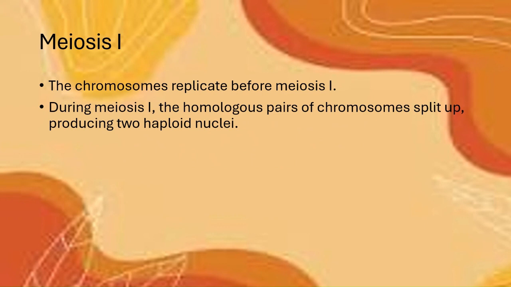So what happens in meiosis 1? The chromosomes replicate before meiosis 1 takes place, and during meiosis 1, the homologous pairs of chromosomes split up. So that produces 2 haploid nuclei.